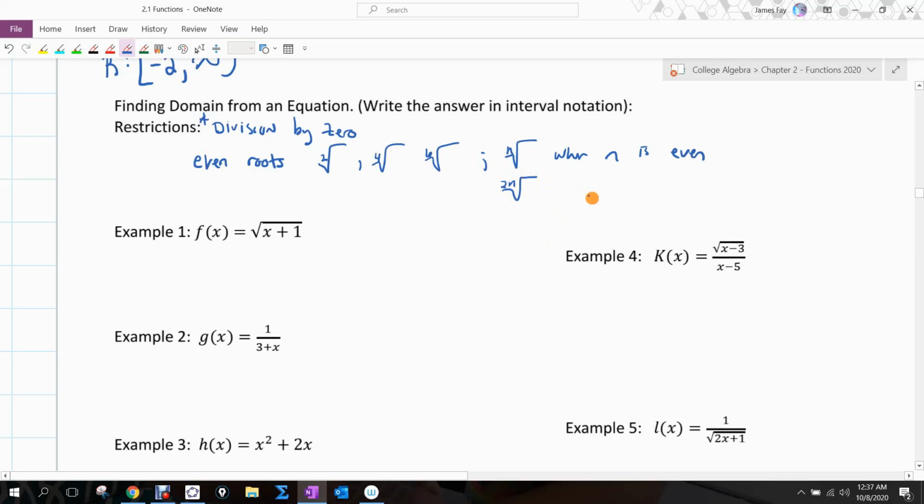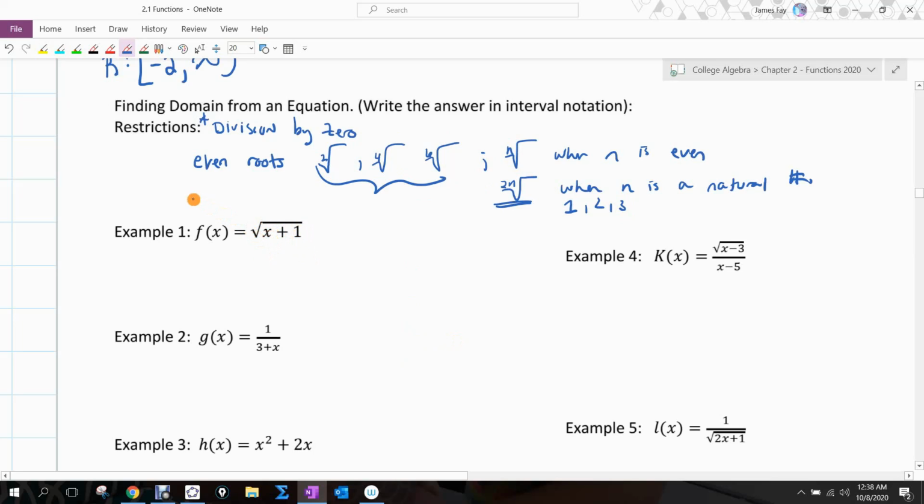like 2n, and we'll say where n is a natural number. Because think, if n is a natural number, if the first natural number is 1, so that'd be 2 there, it'd be square root. If it was 2, it'd be 2 times 2, fourth root. If it was 3, it'd be sixth root. So this here is an effective way of saying all of those. But you can't take even roots of negative numbers. So that would be an issue here.